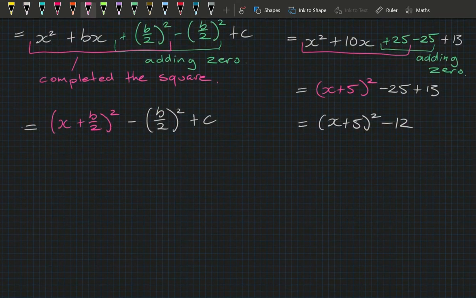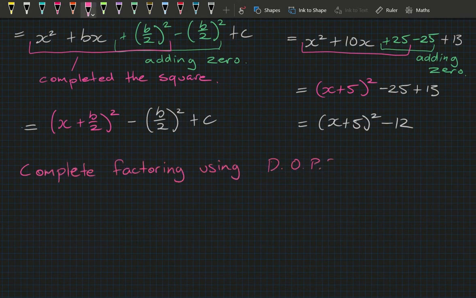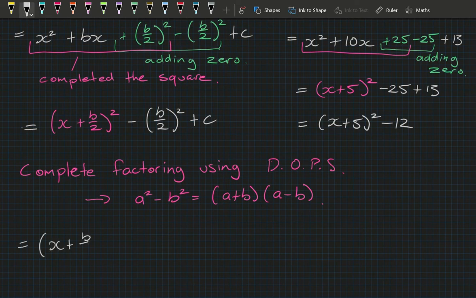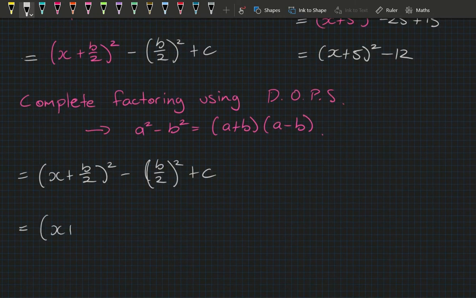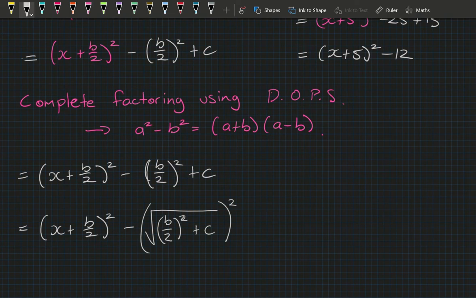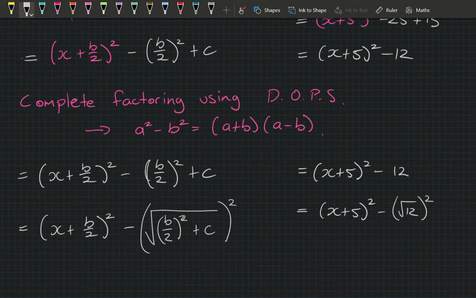Now once we get to this stage, we can complete factoring using difference of perfect squares. So don't forget, that means that a squared minus b squared is equal to (a plus b) times (a minus b). So let's start with the algebra version we finished up with there. And then by squaring the square root of the terms on the right, we've essentially not changed anything. So let's look at that where we've left the numeric version. So we square the square root of 12, and we can use difference of perfect squares at either stage here.